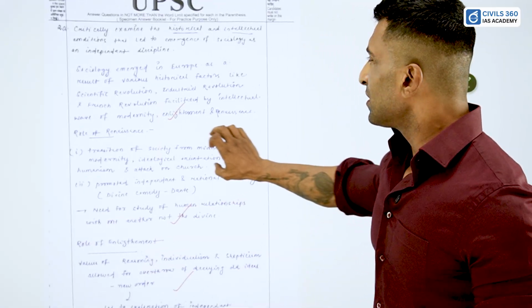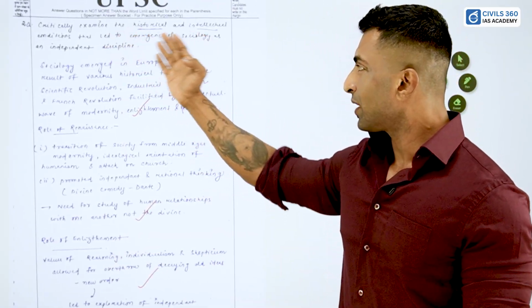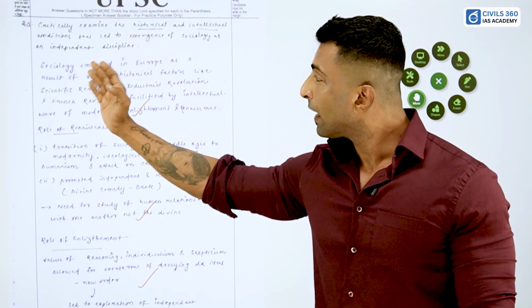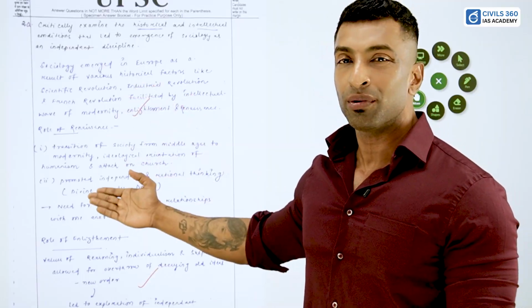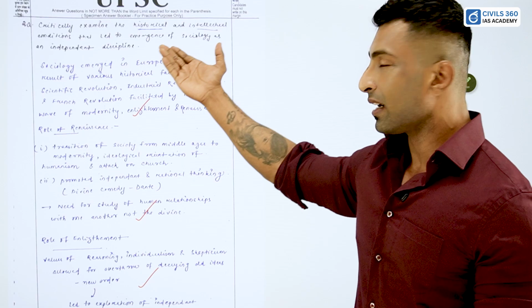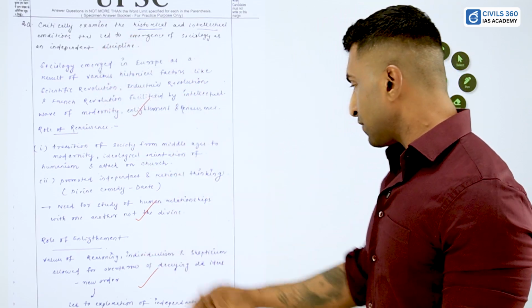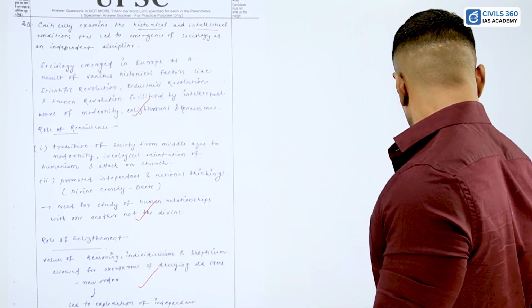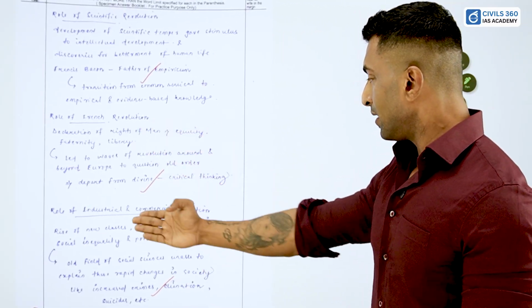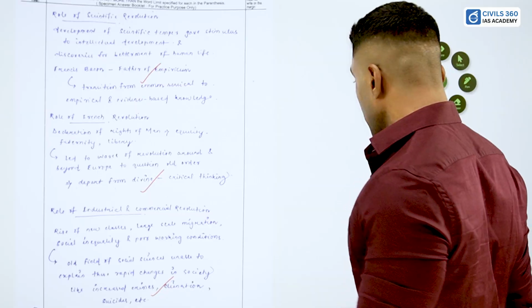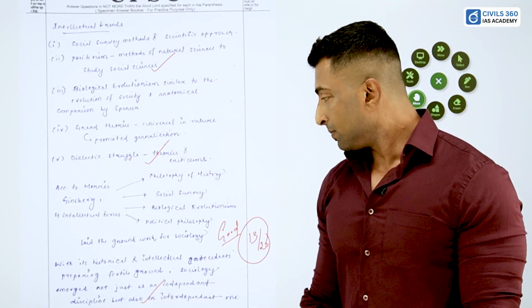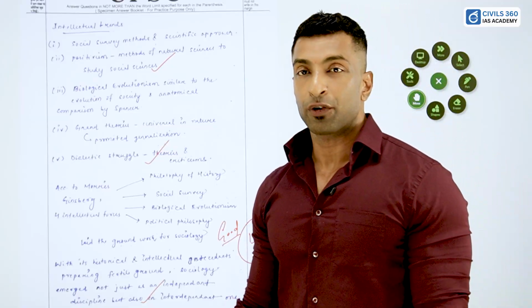Now, this is a straightforward one. Critically examine the historical and intellectual conditions that led to the emergence of sociology as an independent discipline. So everyone knows Renaissance period, modernity, intellectual revolutions, and all those historical developments, French revolution, all these will come in this. Role of Enlightenment will come, right? So role of scientific revolution, French revolution, industrial commercial revolution, modernity, intellectual background, in the emergence of sociology.